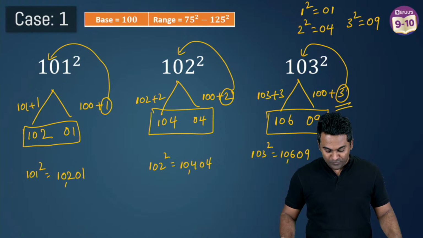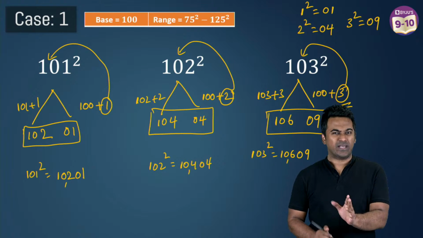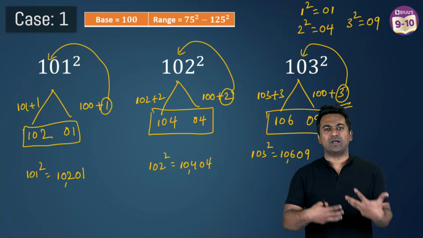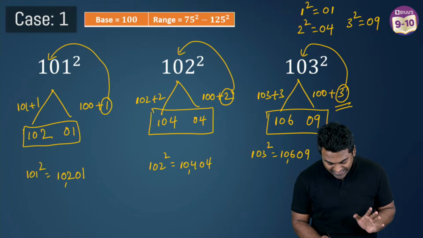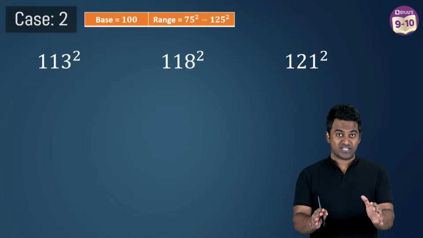So I hope all of you have understood this method. So this is case 1. Case 1, fairly simple. 1 square, 2 square, 3 square. You're going to write it like 01, 04, and 09. Now comes the second case. Please make sure you concentrate now.